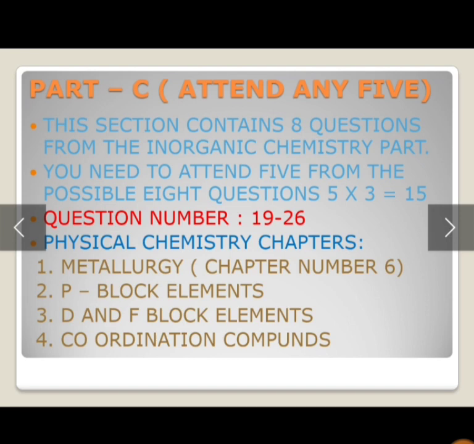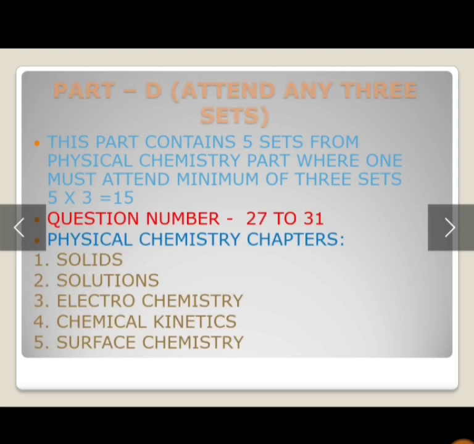Part D. Part D will be having 5 sets from the physical chemistry part, and you need to attend any 3 questions. Each question carries 5 marks, so 5 into 3 would be 15. These questions would be divided into A, B and C, or A and B, which carry 2, 2 and 1 marks or 2 and 3 respectively.